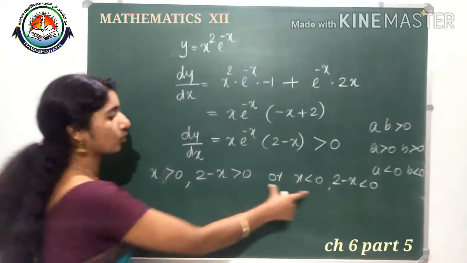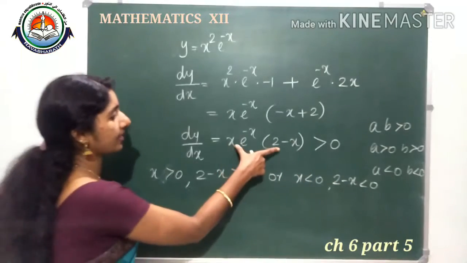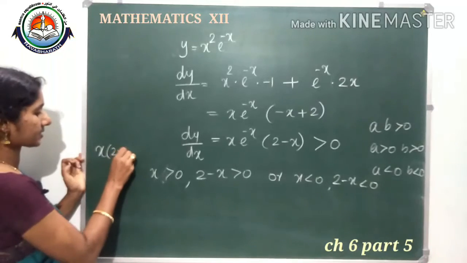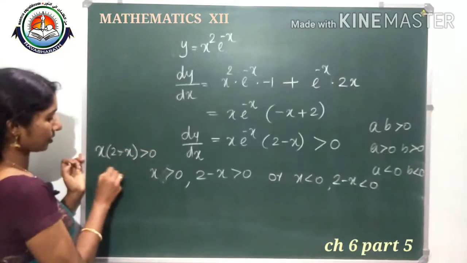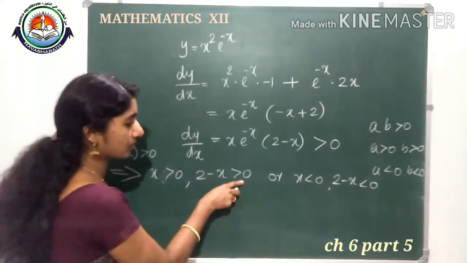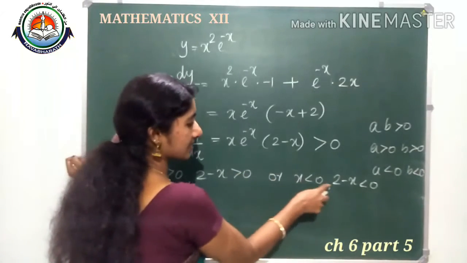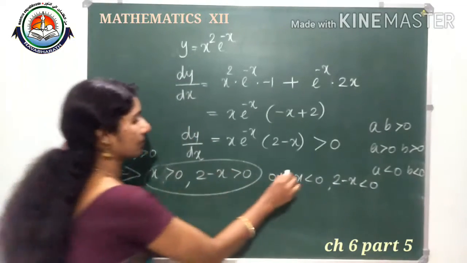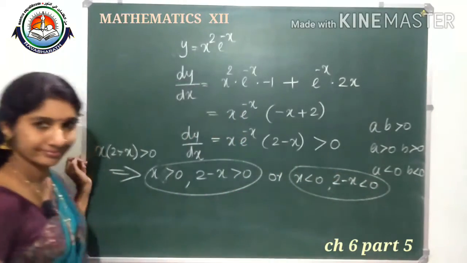Either both positive or both negative. Then only we can say x into 2 minus x. X into 2 minus x greater than 0 implies x greater than 0 and 2 minus x greater than 0, or x less than 0 and 2 minus x less than 0. Either like this or like this.